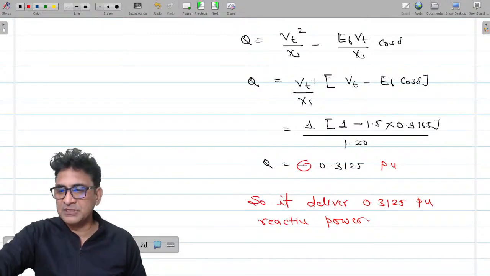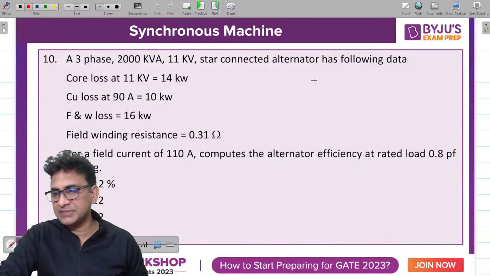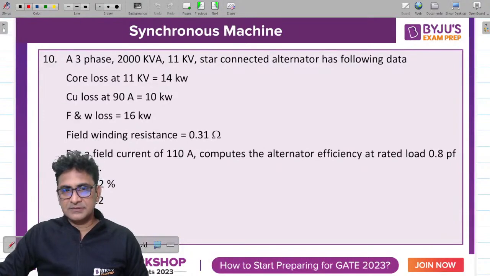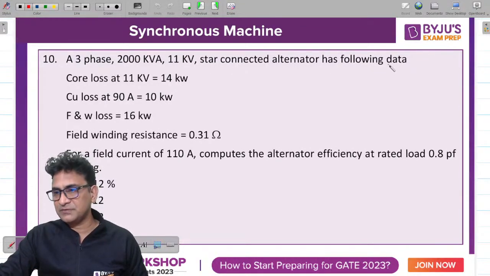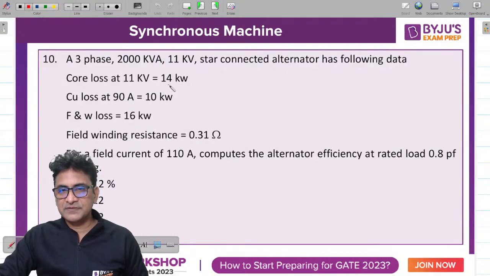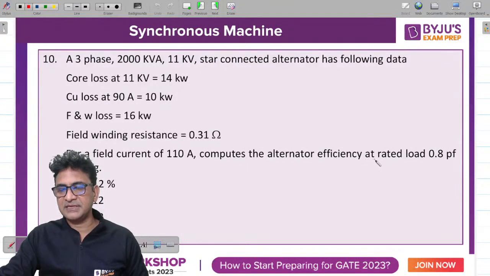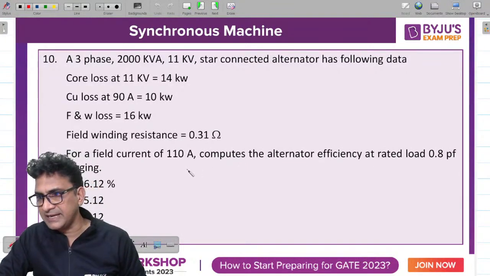Okay, so now we move to the next question. It is question number 10. A 3-phase 2000 kVA 11 kV star connected alternator has the following data. Core loss is given 14 kilowatt, copper loss is given 10 kilowatt, friction and windage loss is given 16 kilowatt, field winding resistance is given 0.13, for field current of 110 ampere. The alternator efficiency at the rated 0.8 power factor lagging would be.